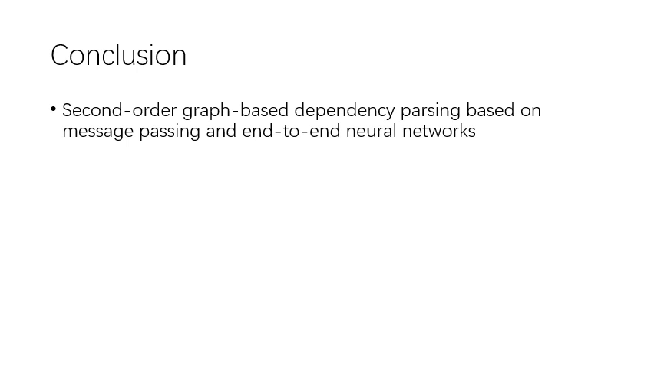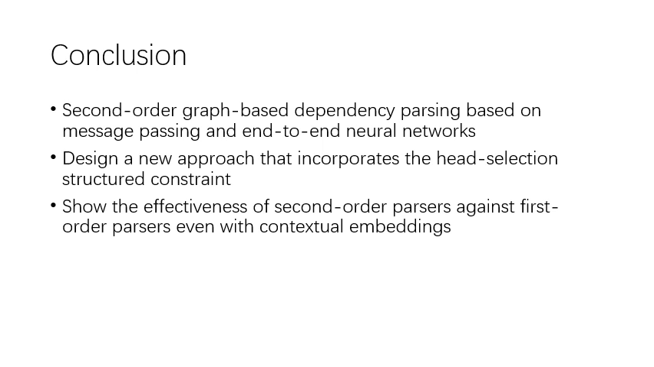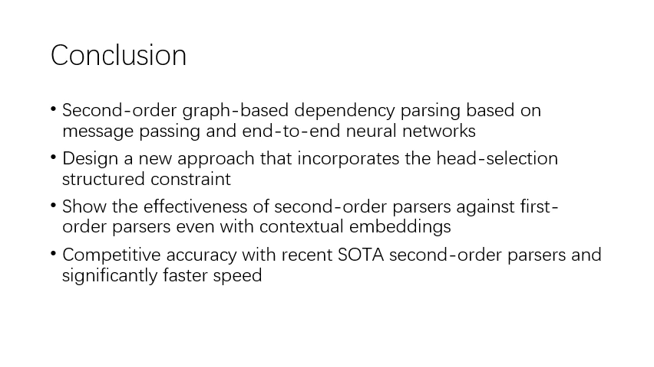In conclusion, we propose second-order graph-based dependency parsing based on message passing and end-to-end neural networks. We modify a previous approach that predicts dependency edges independently and also design a new approach that incorporates the head selection structured constraint. Our experiments show that our second-order approaches have better overall performance than the first-order baselines. They achieve competitive accuracy with very recent state-of-the-art second-order graph-based parsers and are significantly faster.